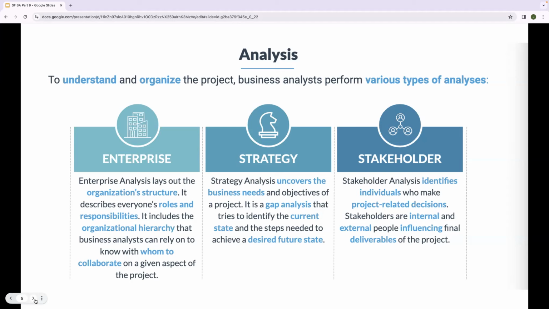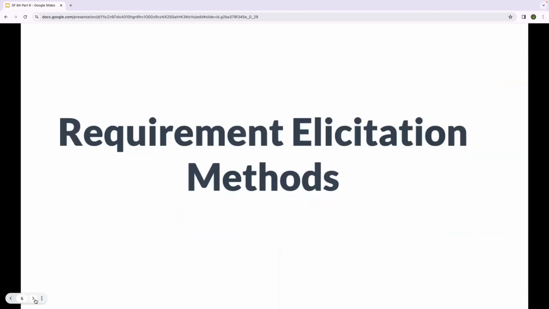Strategy analysis uncovers the business needs and objectives of a project. It is a gap analysis that tries to identify the current state and the state needed to achieve a desired future state. Stakeholder analysis identifies individuals who make project related decisions. Stakeholders are internal and external people influencing final deliverables of the project.